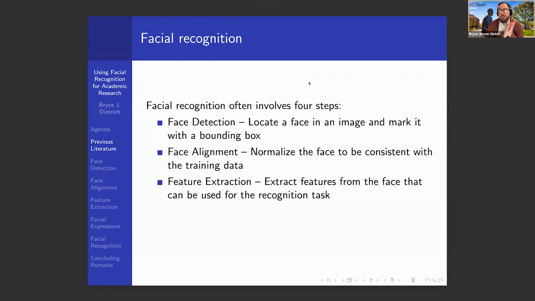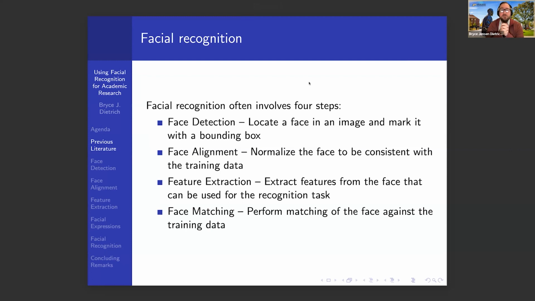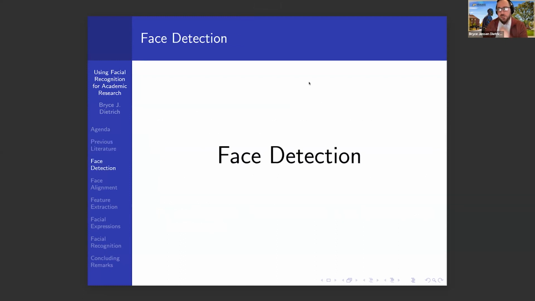Feature extraction is extracting features from the face that can be used for the facial recognition task. And then finally, face matching is performing matching on the face against some sort of training data, be it facial expressions, which we'll talk about here, or also just facial identification tasks, like whether or not this picture is Donald Trump or a member of Congress. So let's first talk about face detection before we get into some of the work that I've done in this area, which will be towards the latter half of the talk.